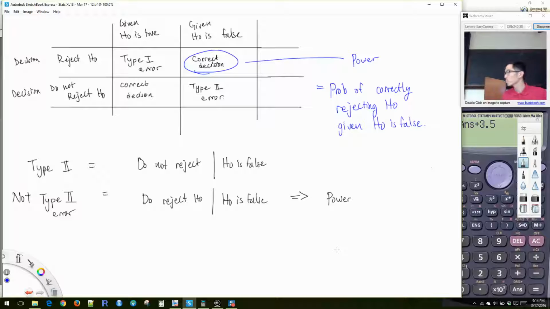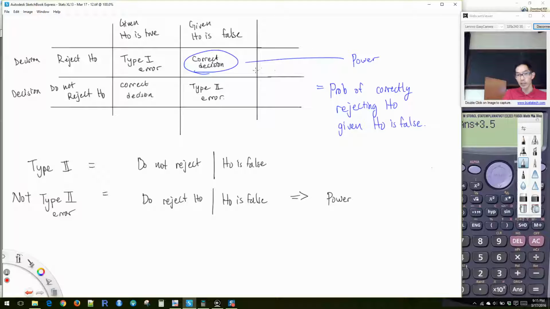The power test will tell you not to reject the null more often. So the power is related to the probability of rejecting the null when the null is false. Okay, so in our decision tree, rejecting the null is related to alpha.